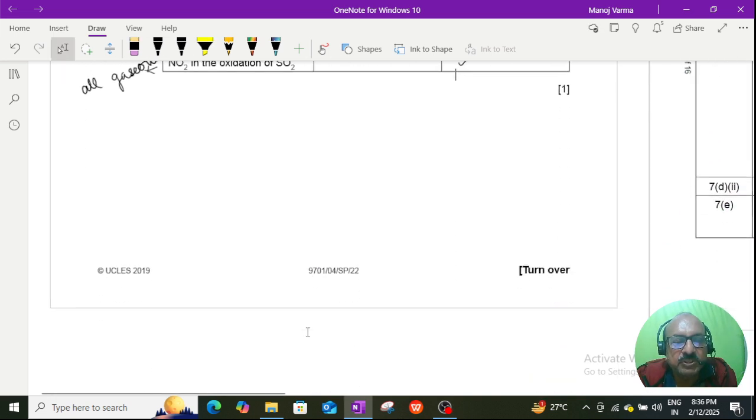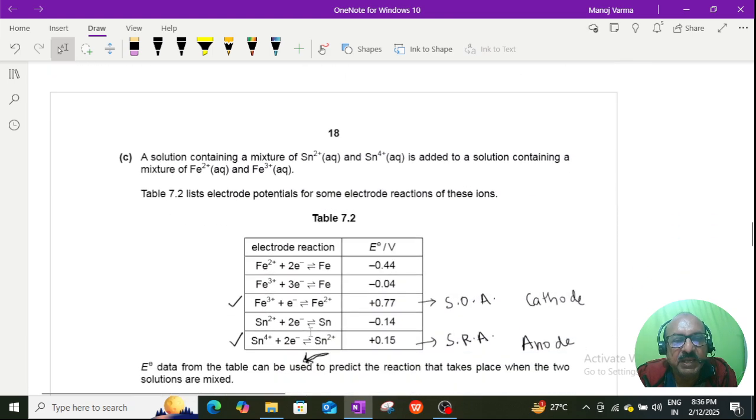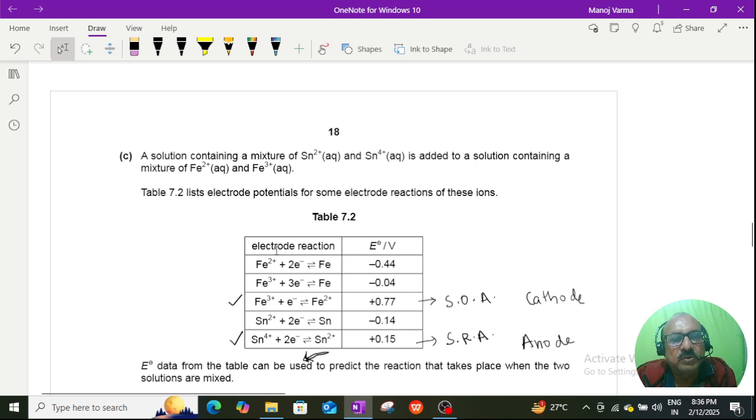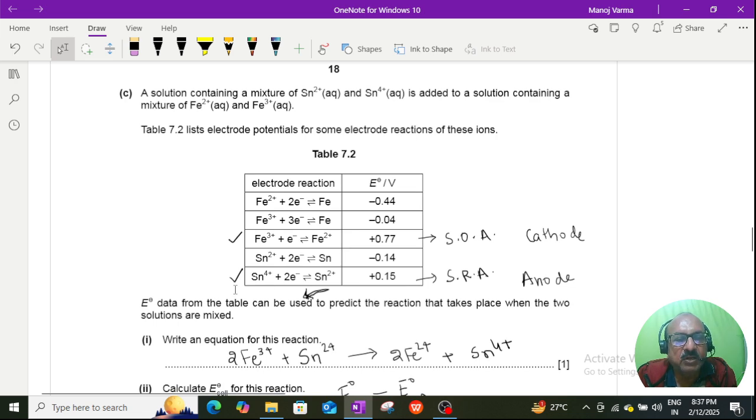So we go to the next question, and this next question is based on electrochemistry. So let's go through. A solution containing a mixture of Sn2+ aqueous and Sn4+ aqueous is added to a solution containing a mixture of Fe2+ and Fe3+ ions. Table 7.2 lists some electrode potentials for the electrode reactions, and E naught from the data can be used to predict which reaction takes place when the two solutions are mixed.